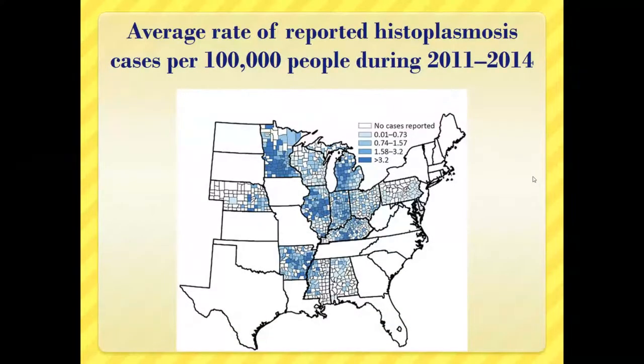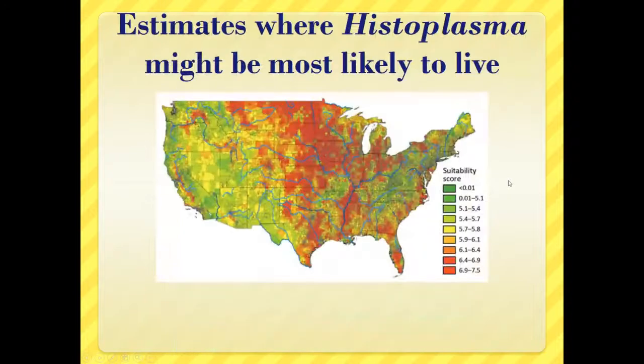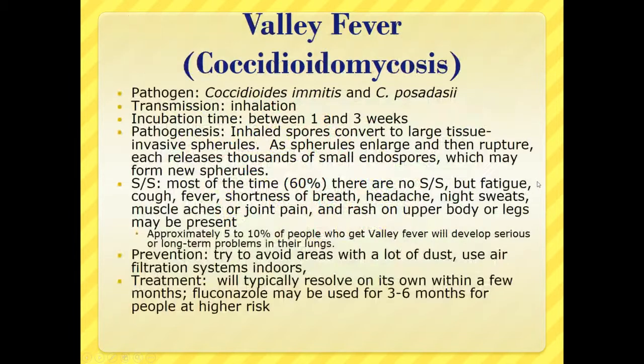So here you can see, around the Ohio River, around the Mississippi River area here, where we see cases. And this is some old data. New data has not been released yet for this. So the areas in red is where the estimate of where histoplasma would be most likely to be. And again, here's your Mississippi, all along the Mississippi Valley, and then along the Ohio River too.